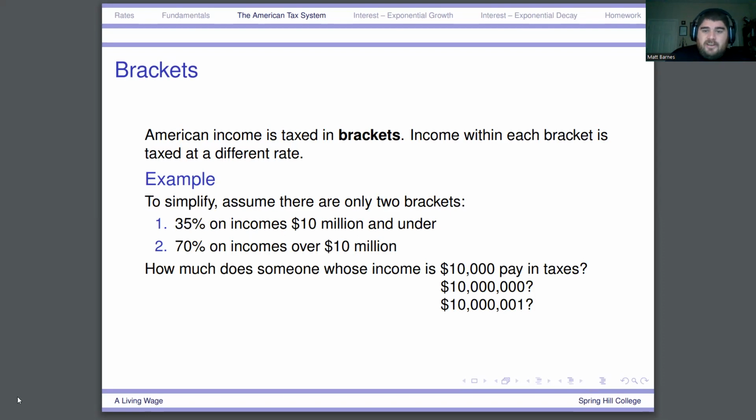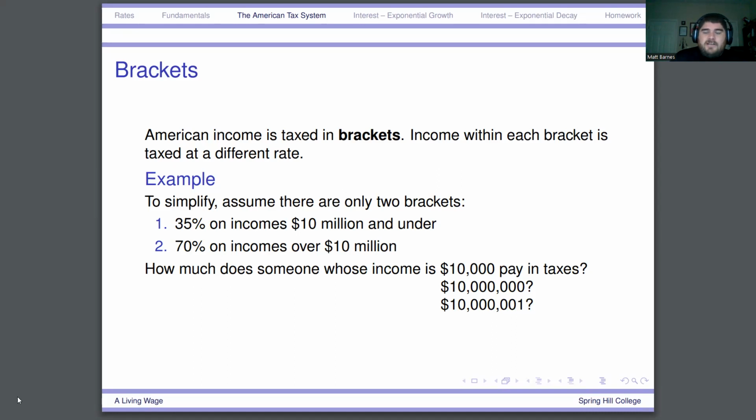So how much does somebody whose income is $10,000 pay in taxes? Well, if you look at it, 10,000 is less than 10 million. So we would do 35% of 10,000 to get our total taxes. Here's another cool thing. When we have the sentence that we're reading, we see "of" in there. So 35% of $10,000, we can just treat that like multiplication. So what I would do is 0.35 times our $10,000. So we would pay $3,500 in taxes.